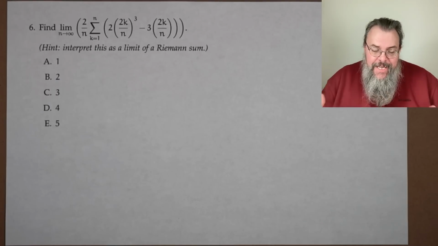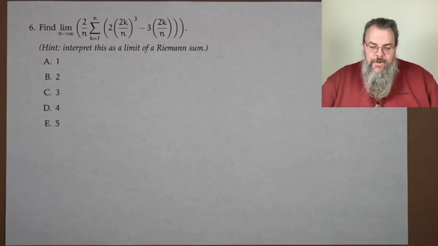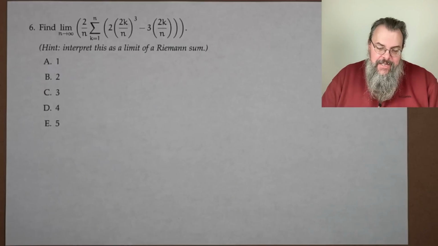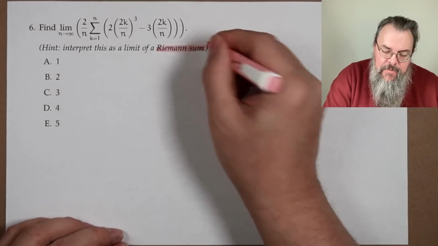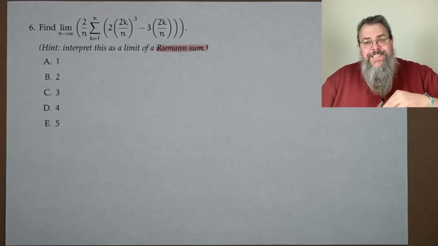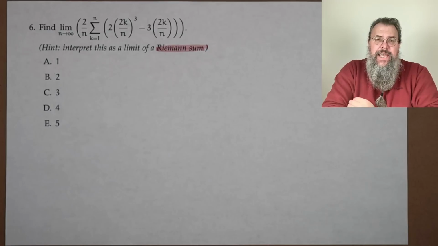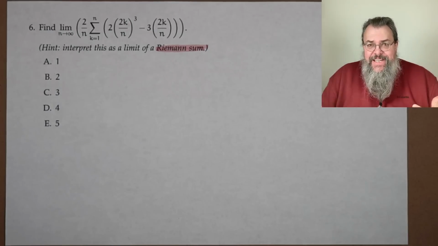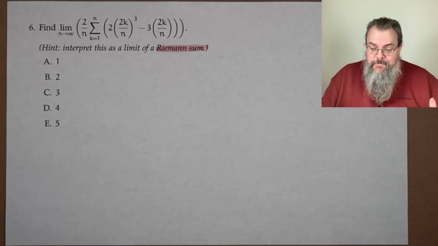What kind of thing do we have? What do we see before us? Well, it kind of gives it away in the hint. It says, hey, this looks like a Riemann sum. So we say, oh, so in other words, this is like an area. And so if we can just figure out, hey, what area is this trying to represent? If we find that area, we're good to go.